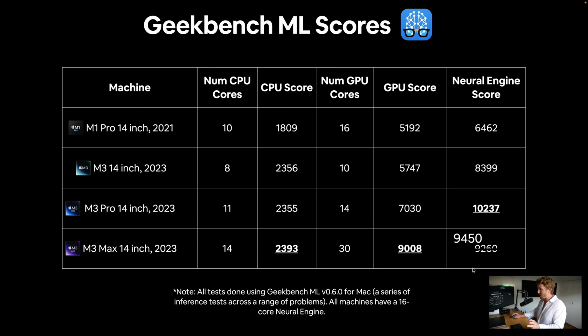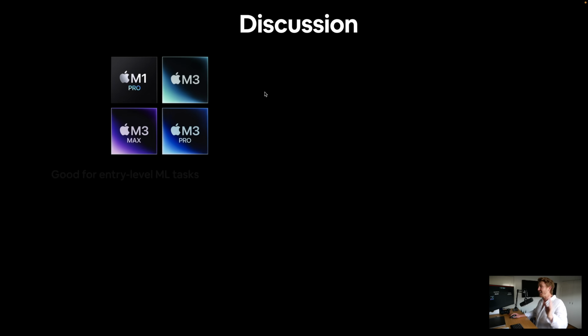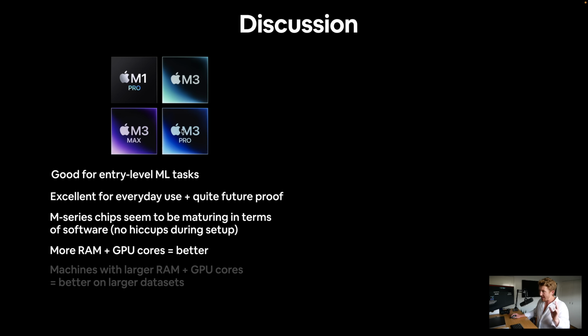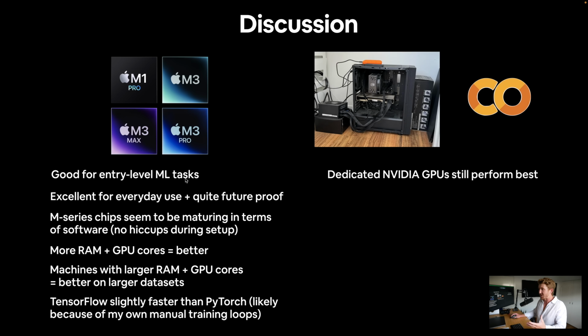But at the moment, the neural engine to me is still a little bit of dark magic. Let's jump into a discussion. Now, I've hinted at some of these things throughout the video. However, for the M series chips, they're good for entry-level ML tasks. If you're learning machine learning, they're fantastic.